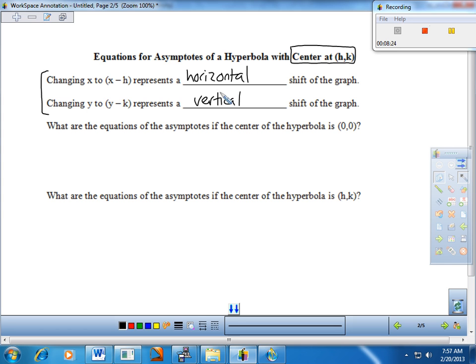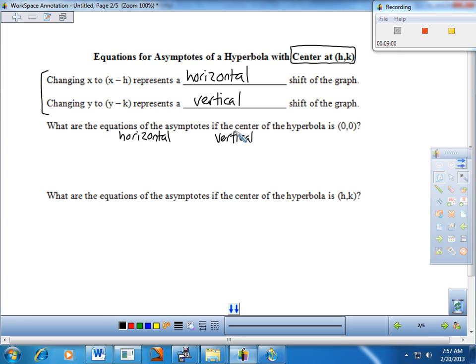Instead of 0, 0, we're going to shift it to a center being at h and k. And all that means is we're going to replace our x with x minus h, and we're going to replace our y with y minus k. It's going to be pretty straightforward. So let's do a quick review of yesterday's lesson where the center was at 0, 0. If you remember, there were two scenarios right there. Why don't we just write the words horizontal and vertical? I think that's probably the best course of action.